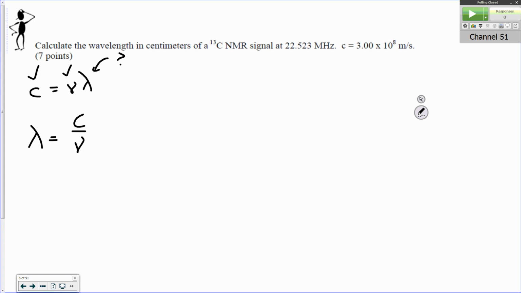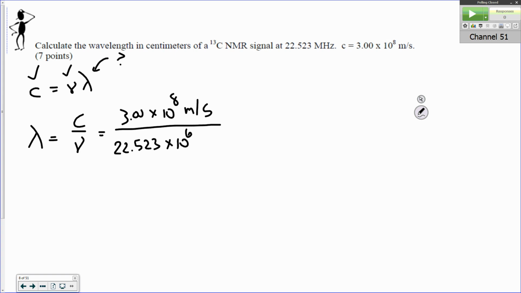The speed of light is 3.0 times 10 to the 8th meters per second. The frequency is 22.523. Instead of putting megahertz, I'm just going to write it as 10 to the 6th. That's what a mega is. And a hertz, what's the units of a hertz? Who remembers that? Per second. Inverse seconds. So I'm going to put inverse seconds so I can see my units cancel out.